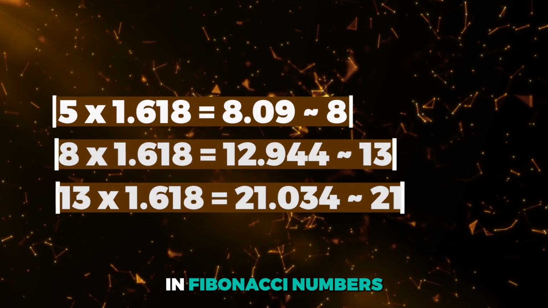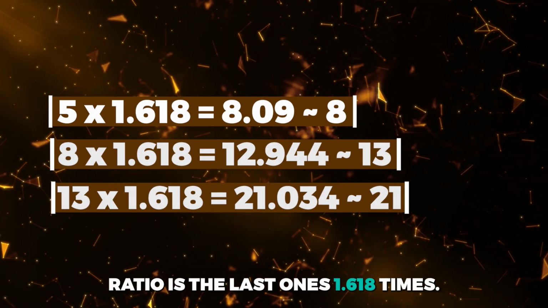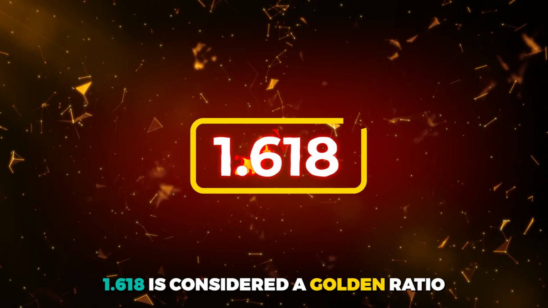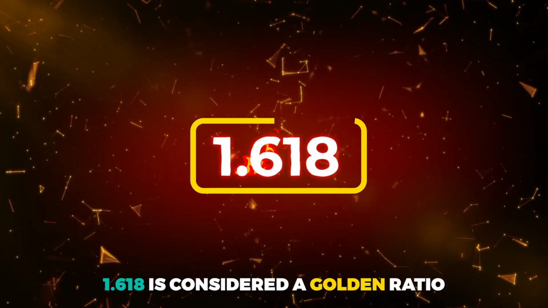In Fibonacci numbers, the ratio of the current number is 1.618 times the last one. Therefore, 1.618 is considered the golden ratio.